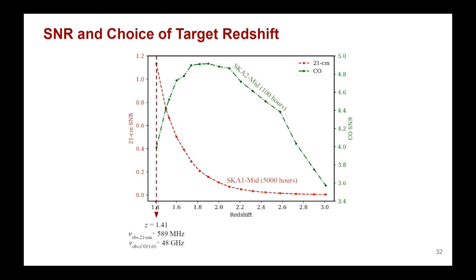Whether those maps are possible to make or not, to check that we actually calculated the SNR for the 21 centimeter as well as for the CO. Now for the 21 centimeter, the situation is pretty grim. You need at least 5,000 hours of observation to get a 1 sigma detection at around redshift 1.4 or so. However, for CO using SKA2 mid, just for 100 hours of observation, you can actually get a significant amount of SNR, more than 3 definitely. So we chose this particular redshift which overlaps between 21 centimeter and CO emissions using the same instrument.